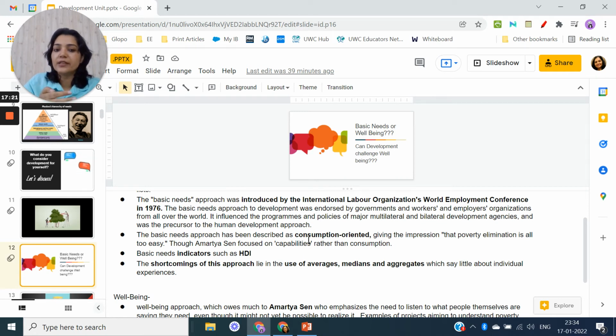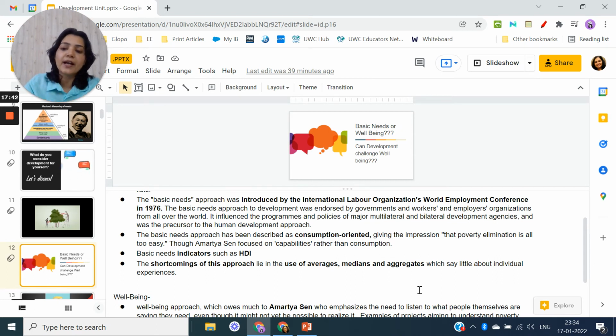The shortcoming of this approach is that it is using averages, medians or aggregates which say little about individual experiences. As I said over here, it is consumption oriented, right? So basically it is just calculating the average or the medians or the aggregate. It is not focusing on the individual person. Okay, so this is the lacuna of this approach. You understood what is the basic needs approach.